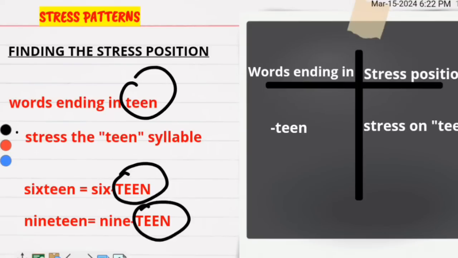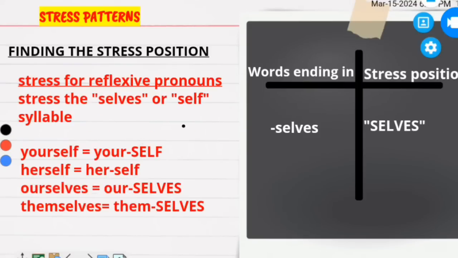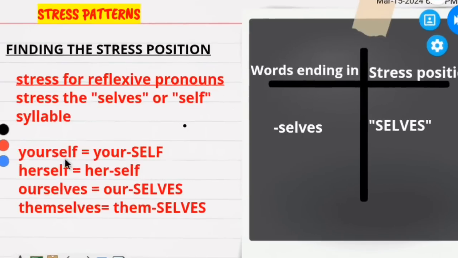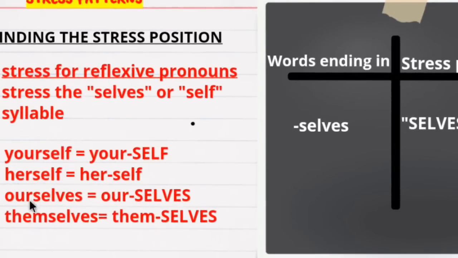That's the idea. Moving on to the next part, which is stress for reflexive pronouns. Those are pronouns with self or selves, pronouns that point back to the actual pronoun. The first ones are yourself, herself, ourselves, and themselves. For this stress, you have to look at the self or selves part. Look at the formula on the board: if the pronoun ends in self, you have to stress the self part. So yourself becomes yourSELF, and this part will be in caps.